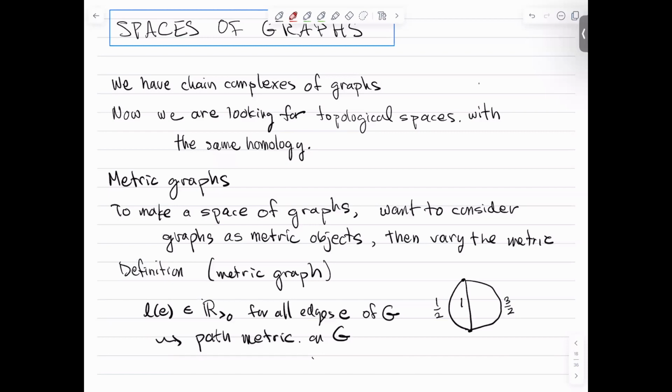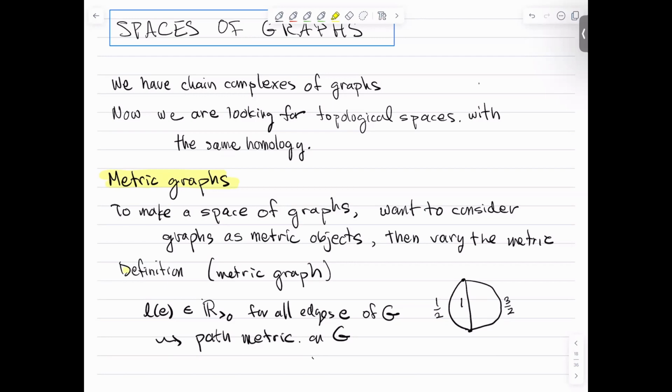So I've got a chain complex of graphs, so it makes sense that what I want to do is look for some space of graphs. But how do I make graphs into a space? Well, the idea is to put metrics on them. And then to make a space of graphs, you let the metrics vary continuously, and that moves you around in the space. That's the idea. So let me make that more precise.